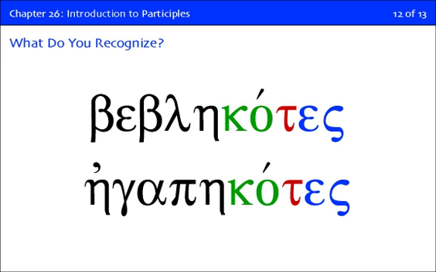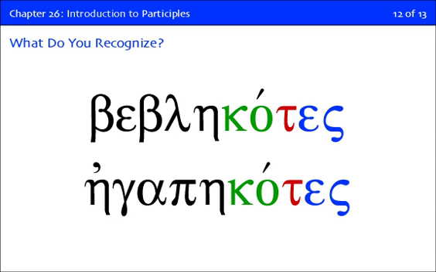Agapekotes. What is that? The lexical form is agapao. So you have that lengthened eta, just like you do in the indicative. You have the kappa forming the perfect tense system. You have your other active participle morpheme, omicron tau, and the appropriate endings. So this is a perfect active participle, nominative, plural, masculine.